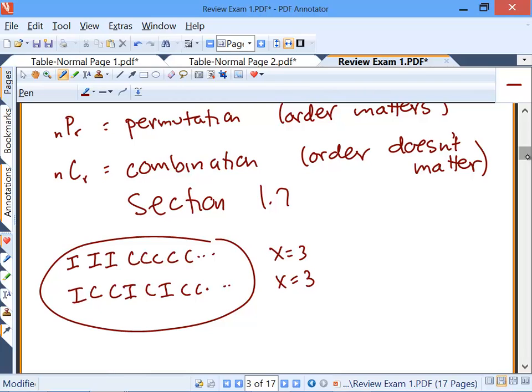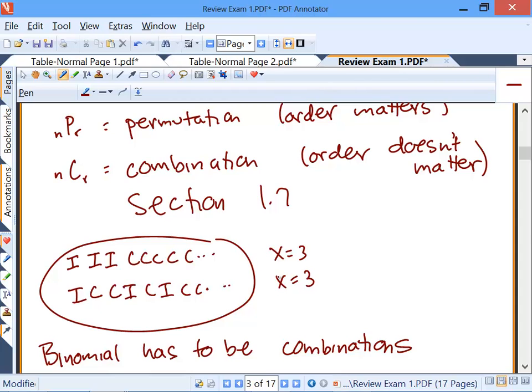So in binomial, now what's it called, binomial distribution. Do we have many permutations? Nope. By definition, binomial has to be combinations. Order doesn't matter. If you're ever given a scenario where the order would matter, it wouldn't be a binomial distribution. So the binomial distribution always just counts your successes, so it just counts that there's 3 chips, and it never cares about the order that the chips are in.